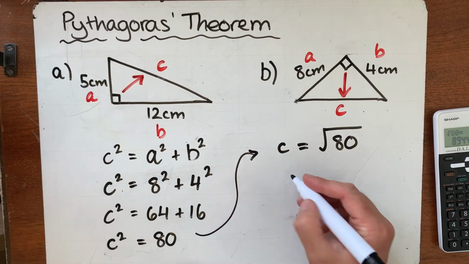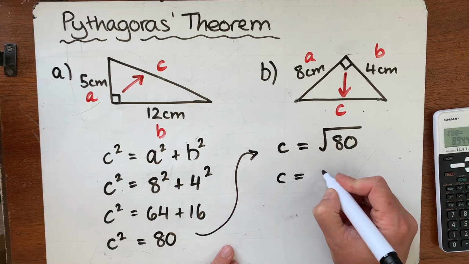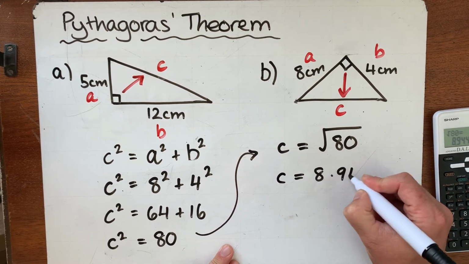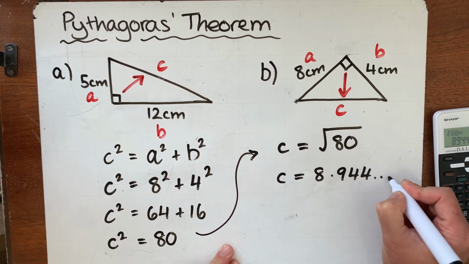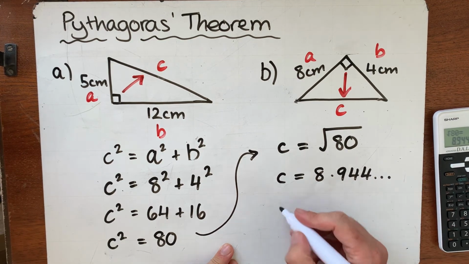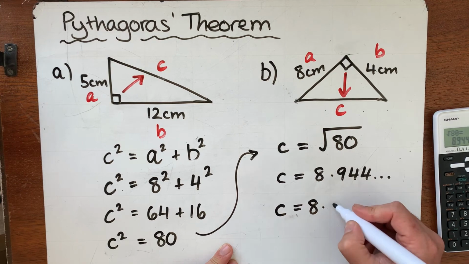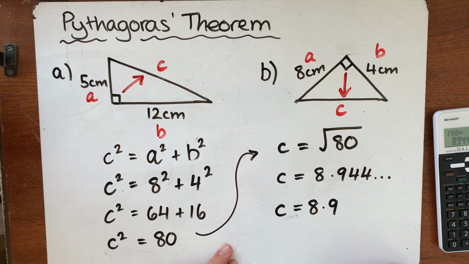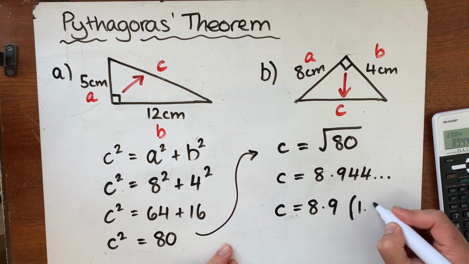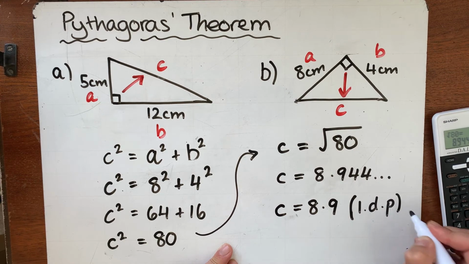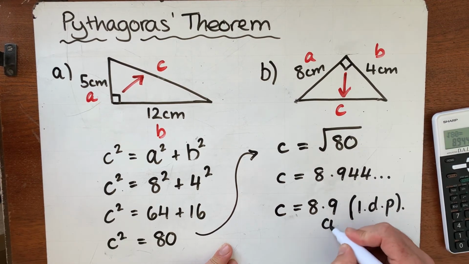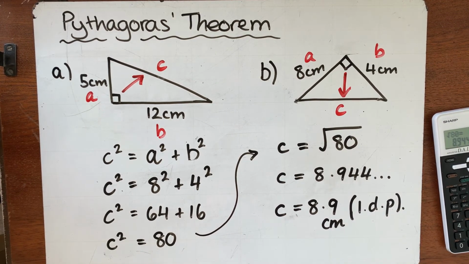So c initially is going to be 8.944. I'm going to use 3 wee dots just to show that that does continue, and then I'm going to round my answer to 8.9, okay? And that's correct to 1 decimal place. Okay, forgot my units, should be centimeters as well in there.